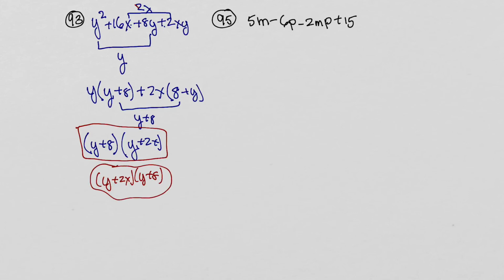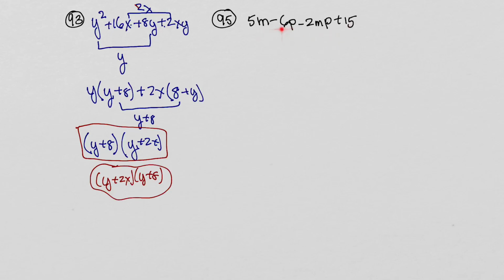In 95, nothing is common all the way through, right? M, no m's here. P, no p's over here. So let's try factoring by grouping. Now if I try the first 2, I see there's an m in common. I'm sorry, if I try the first and the third, there's an m in common, and the second and the fourth, there's a 3 common between the 6 and the 15. I could try that. I could try the first and the third and the second and the fourth.